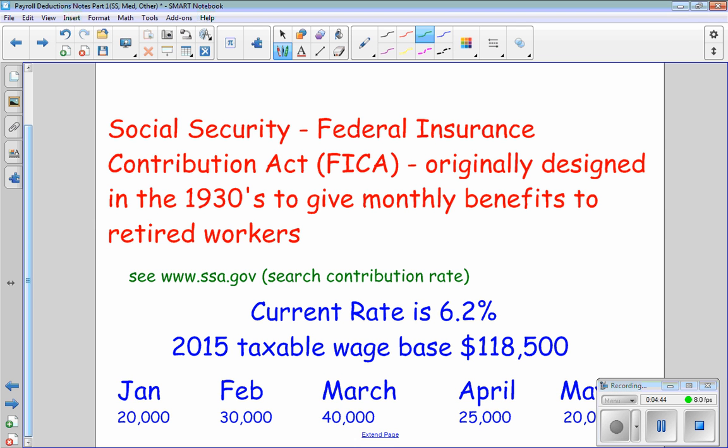This was originally designed in the 1930s by the United States government to give monthly benefits to retired workers. There are problems with Social Security, however, because $1,000 today is not the same as $1,000 in 1950 or 1960.